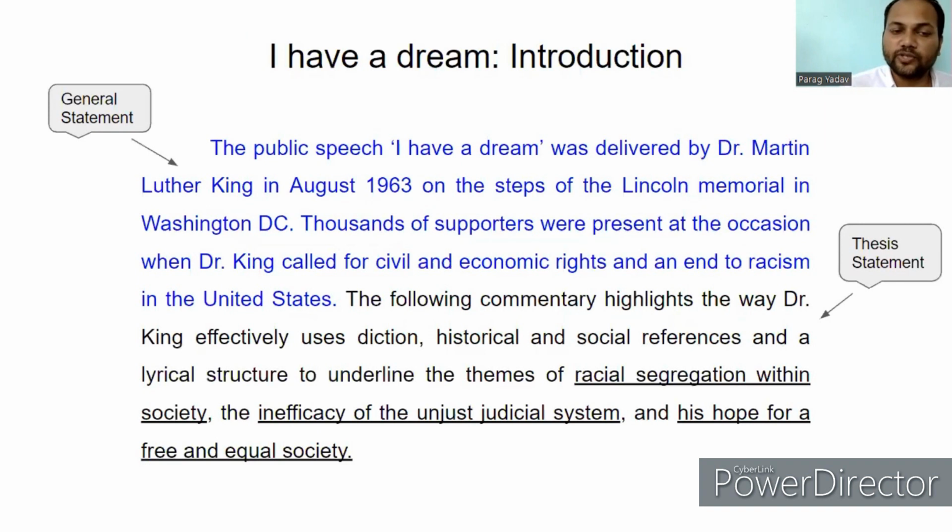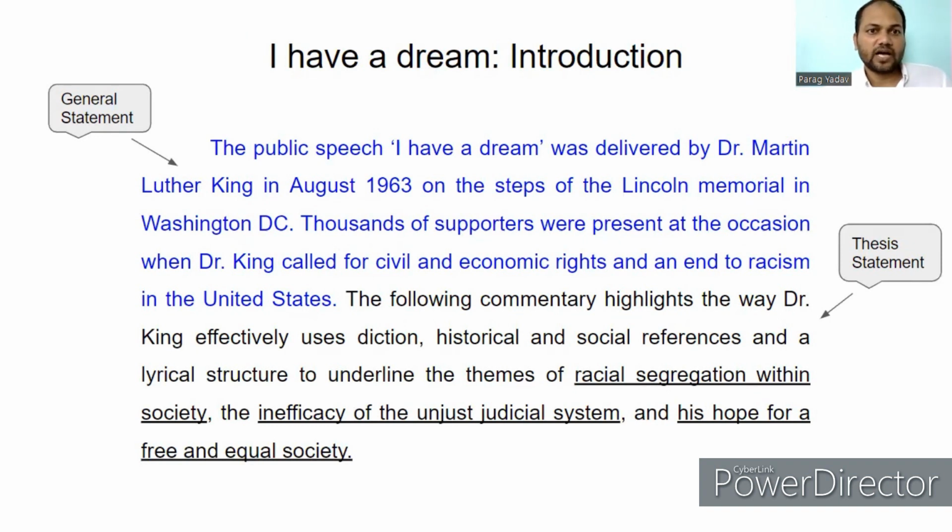For the sake of this video, I am using Dr. Martin Luther King's I Have a Dream speech. The link to that speech is attached in the description. You can read through the script there. The sample introduction in front of you has two sections. The general statement is in blue, while the thesis statement is in black.